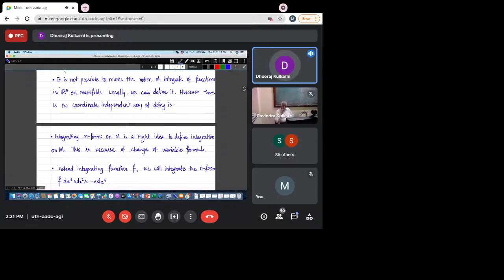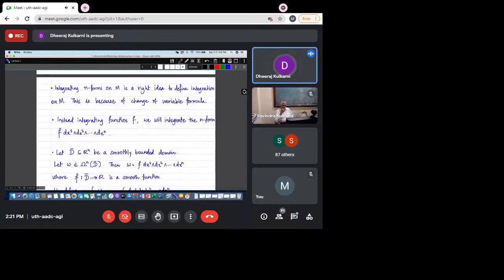So we are going to make that idea precise, and we will see, because of the change of variable formula together with this idea of orientation, we will be able to show that such integrals are independent of change of coordinates. Okay, so that will be my goal for the coming 20-30 minutes.